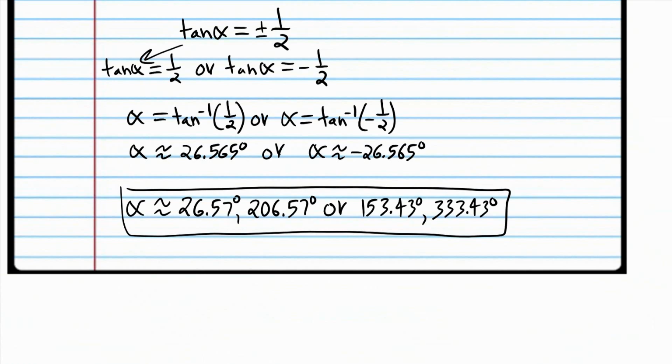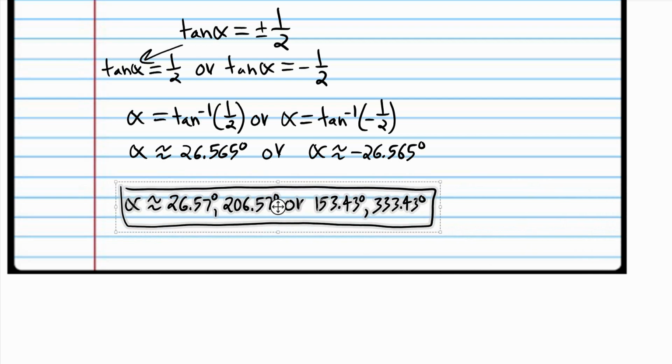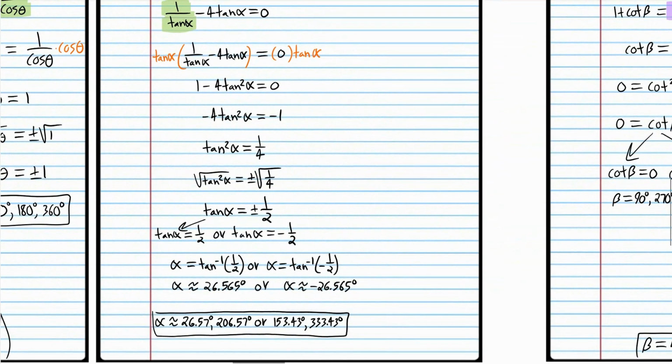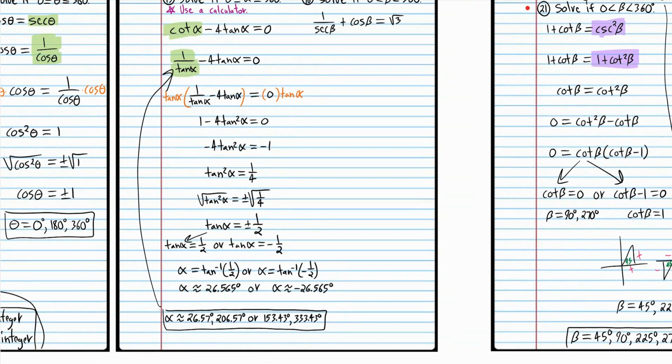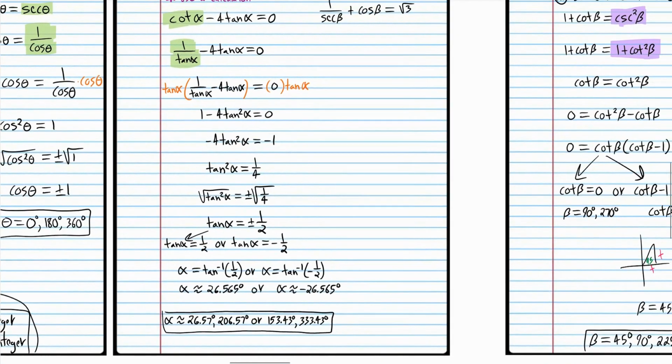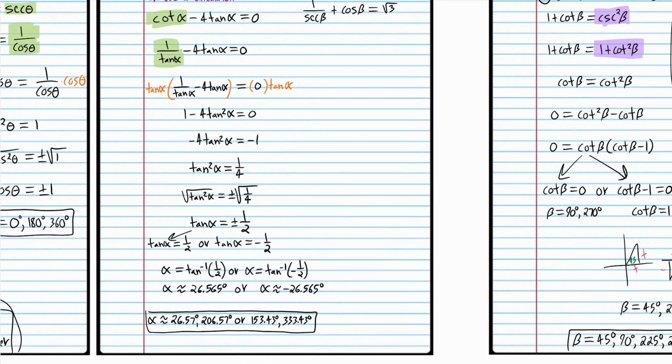Now, none of these angles are quadrantal angles. We don't have 0 or 90 or 180, 270, so we don't really need to worry about tangent being 0 or undefined. If tangent is 0 or undefined, then we have a problem. And if cotangent is 0 or undefined, we have a problem. But again, we don't have those types of angles here. So if you got that one right, excellent.